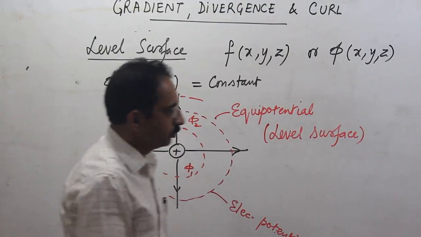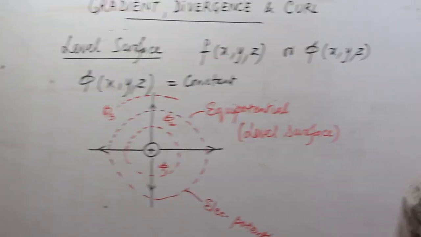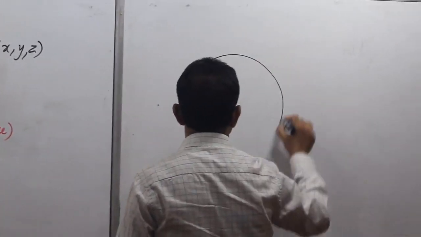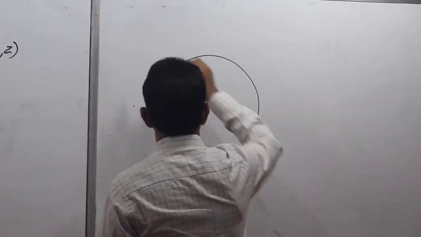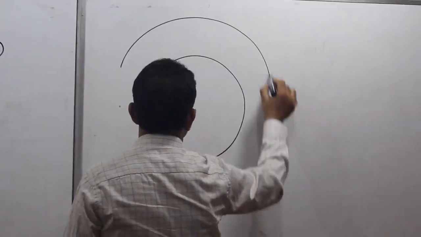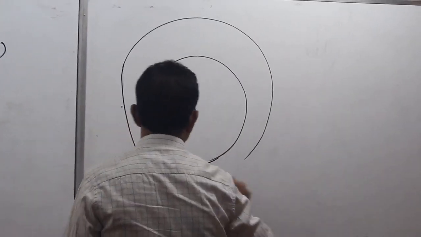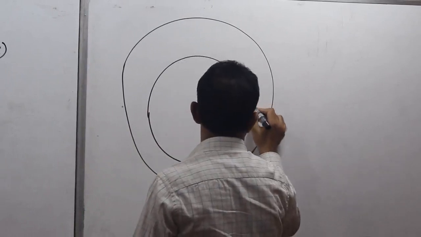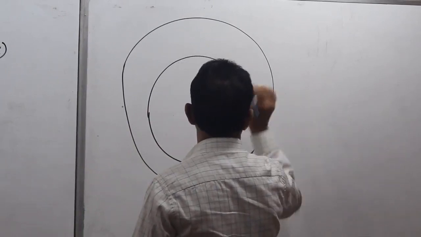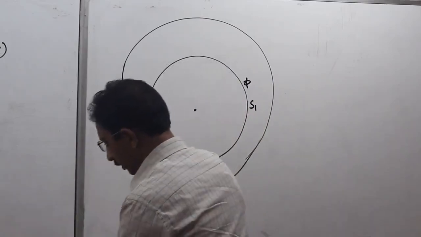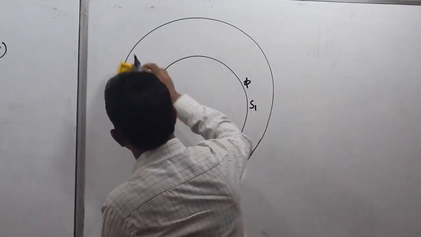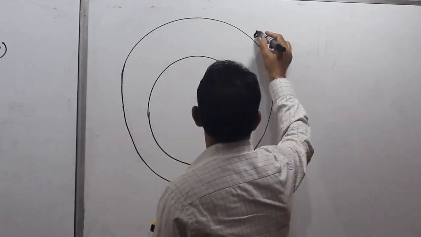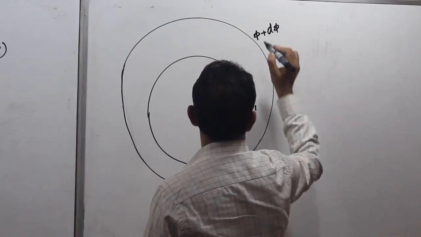From here we take two level surfaces. मान लें हमारे पास एक level surface है S1, surface 1, और एक और है surface S2. इस S1 पर, level surface S1 पर, phi है वैल्यू फंक्शन की, और जो दूसरा हमारे पास S2 है वहाँ पर है वैल्यू phi प्लस d phi, phi प्लस d phi. ये है S2.